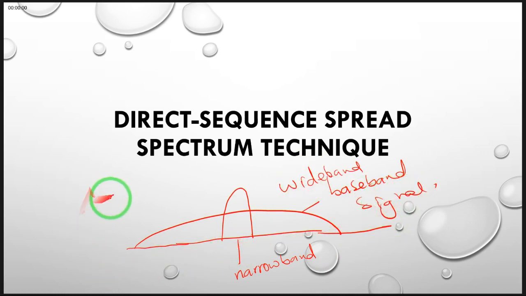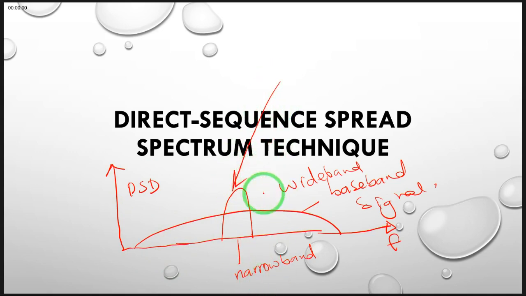As you can see on the frequency axis, if this is F and this is the power spectral density of our signal, we are able to reduce the power spectral density of our narrowband signal, and therefore it will not be detected by an intruder or a jammer. We do this by introducing a very high bitrate PN sequence, which we talked about in our previous lecture and defined as a pseudo random noise signal.